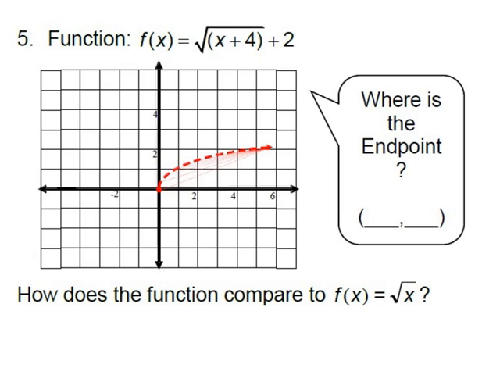Alright, let's try another one that's a little trickier here. We have the function f(x) = √(x + 4) + 2. Now notice the plus 4 is inside of our square root and the plus 2 is on the outside of the square root. So let's be careful here. The plus 4, because it's inside the square root, we're going to move to the left 4 units. That plus 2 is telling us that we need to move up 2 units.